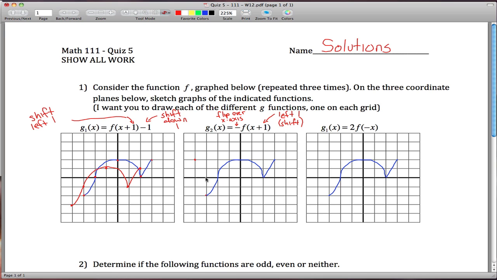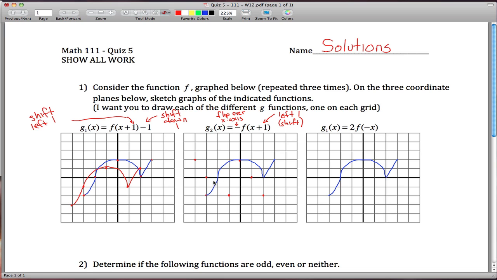This guy right here would go left 1 and then flip, just stays where it is. This guy left 1 and then flip, so down to there. This guy right here goes left 1 and then flip, so it stays where it is. This one left 1, flips down to here. And now I got to try to draw this upside down.